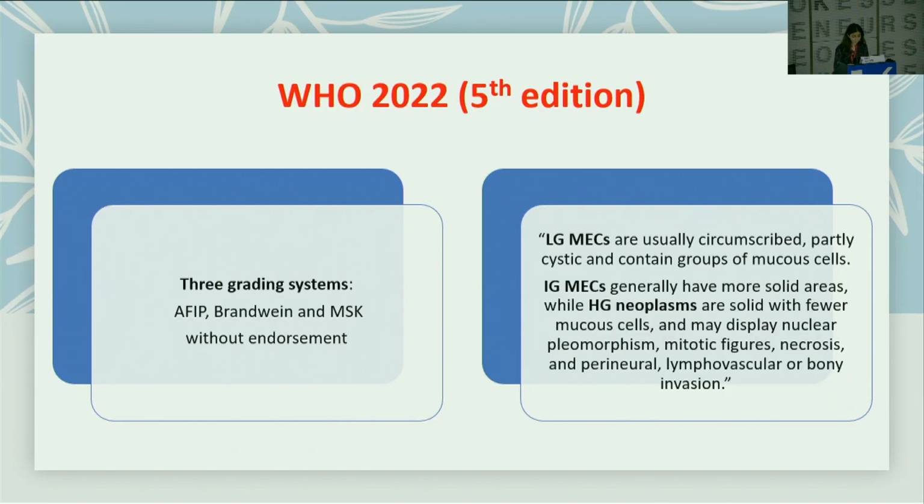The current WHO mentions the three grading systems, FIP, Brandwine, and MSK, without the endorsement of any of these grading systems. And they went descriptively, calling low-grade tumors tumors that are usually circumscribed and partly cystic and contain groups of mucocytes. Intermediate mucoepidermoid carcinomas are generally more solid, while the high grade are solid with less mucocytes and may display nuclear features, mitotic activity, necrosis with perineural, lymphovascular and bony invasion. So they went descriptively. However, they acknowledge that low grade and intermediate grade behave in a similar way.